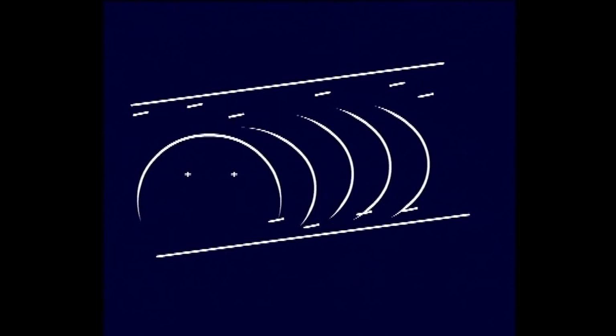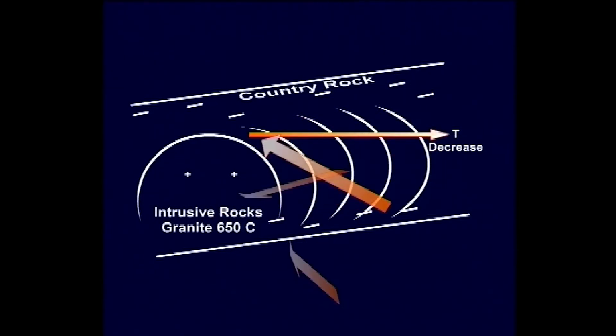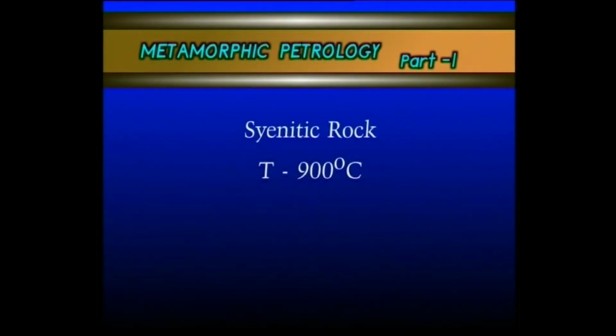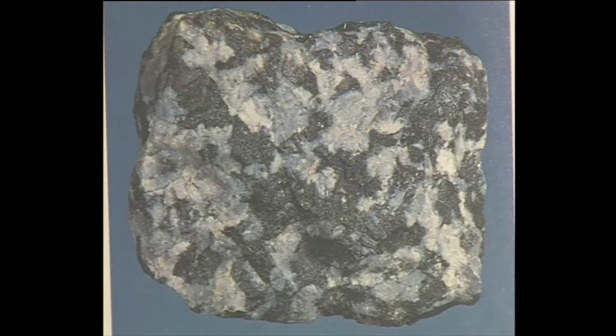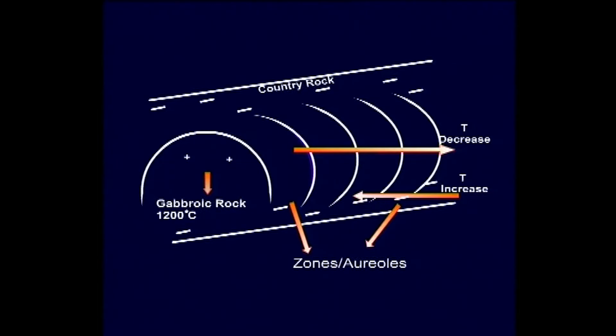Now let us see the three important cases. Suppose the intrusive body is a granite, syenite, or gabbro. These are three important igneous rocks with different temperatures. In the case of granite, the temperature normally varies from 650 degrees centigrade up to nearly 800 degrees centigrade. In the case of syenite, it's around 900 degrees centigrade. In the case of gabbroic rock, it occurs at nearly 1200 degrees centigrade.